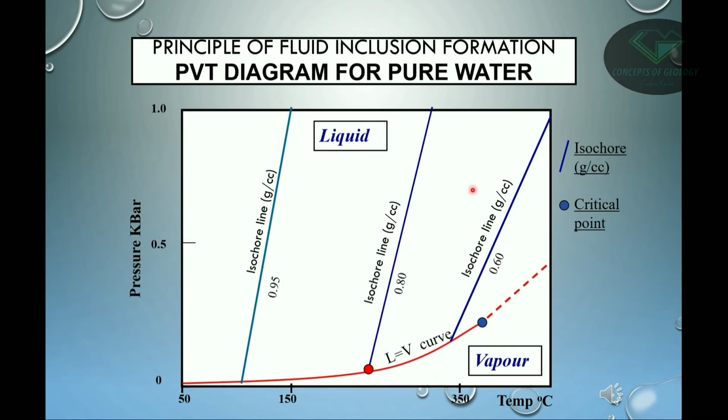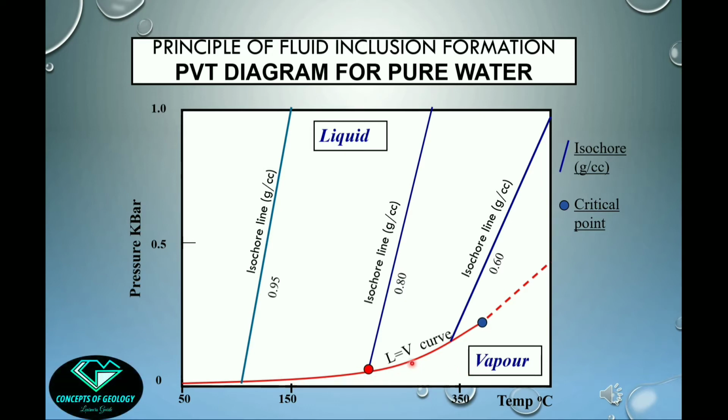So when I am coming from this liquid segment to the vapor segment, when I am touching this red line, that is the L equal to V curve, we are having some vapor phase nucleating within that inclusion. So at this line we will have a vapor phase and a liquid phase existing in equilibrium condition within the inclusion. This is the basic concept of the PVT diagram.